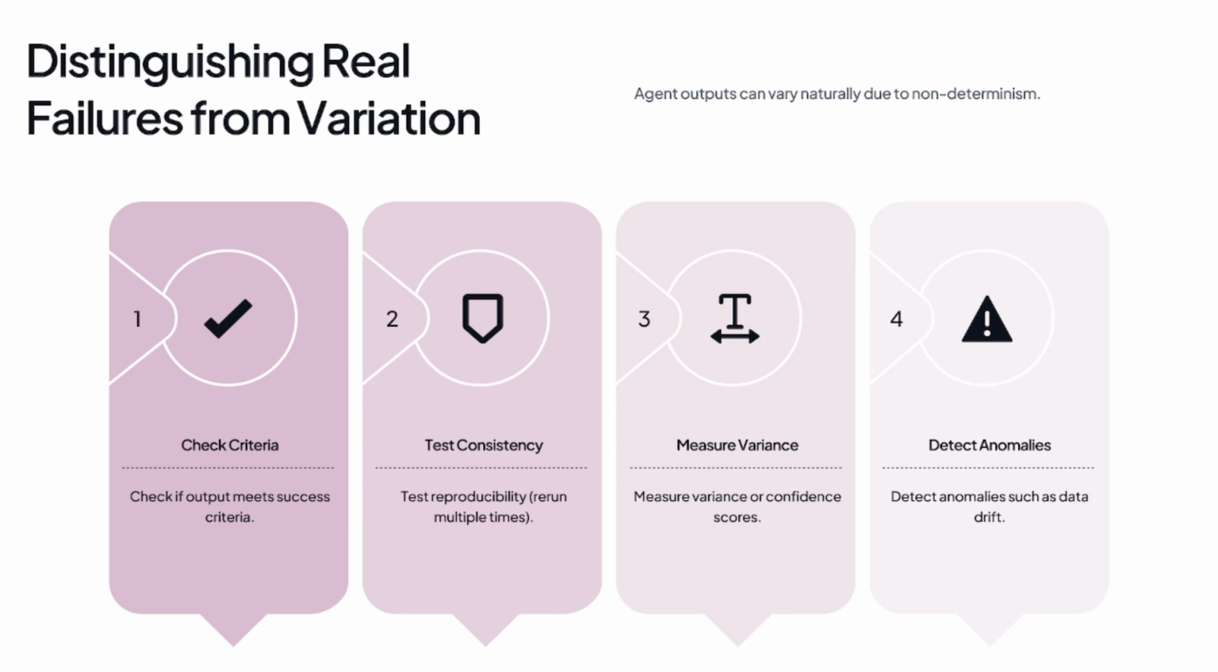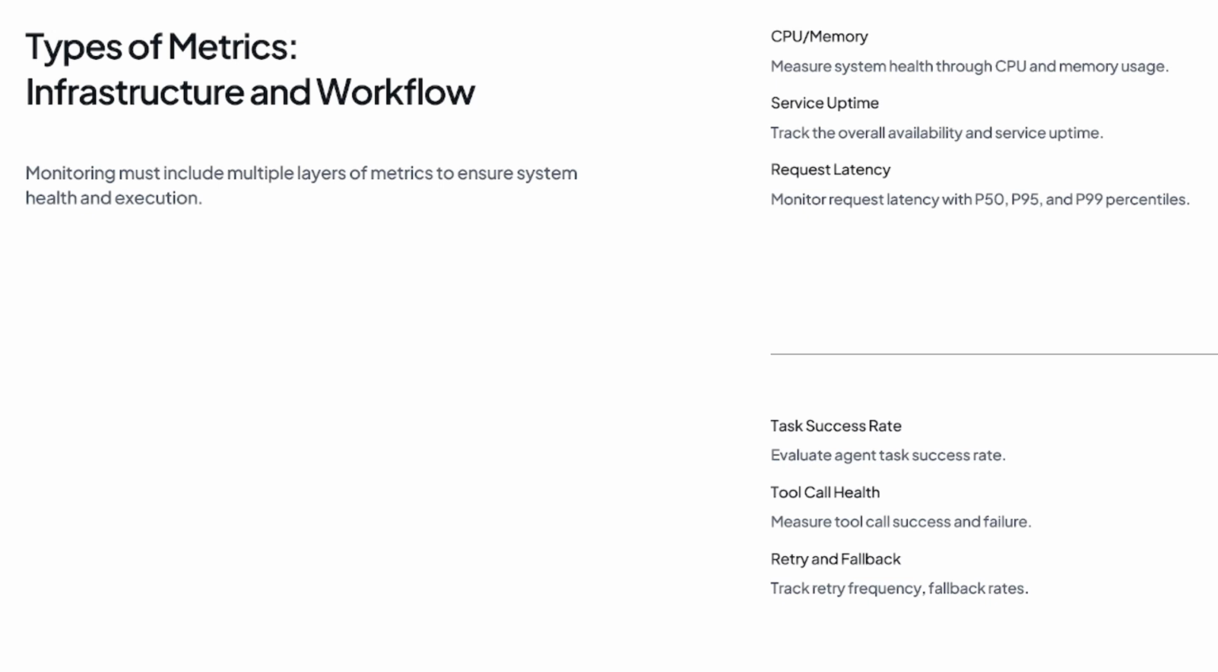Monitoring helps us to check criteria, test consistency, measure variance, and detect anomalies. From the data collected from monitoring, you can detect anomalies or data drifts in the system. You can measure variance, how the system changes based on implementation or operation. You can test for consistency, which is whether it is reproducible when rerun multiple times, and check criteria, whether output meets success criteria.